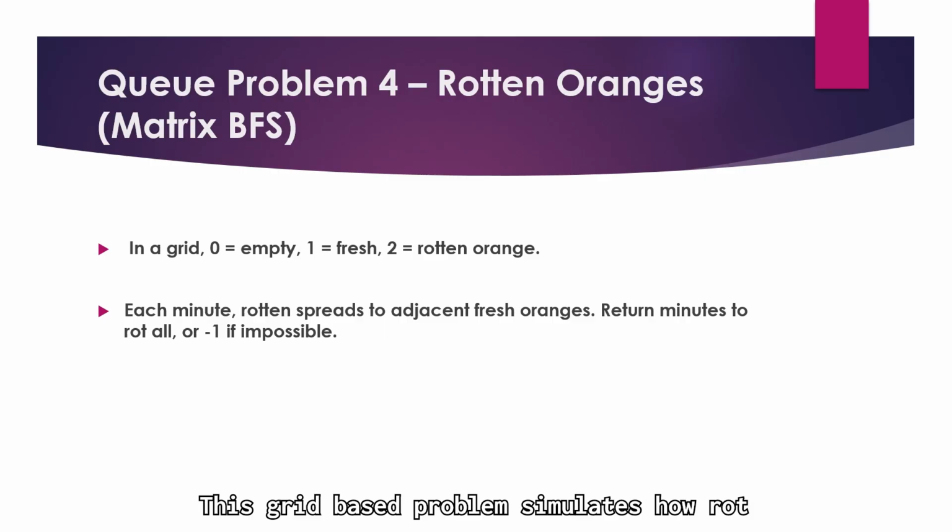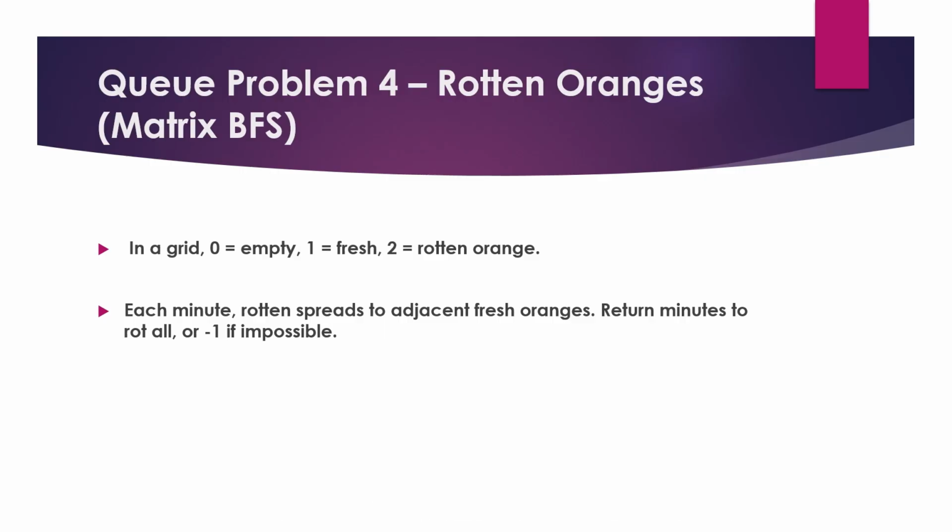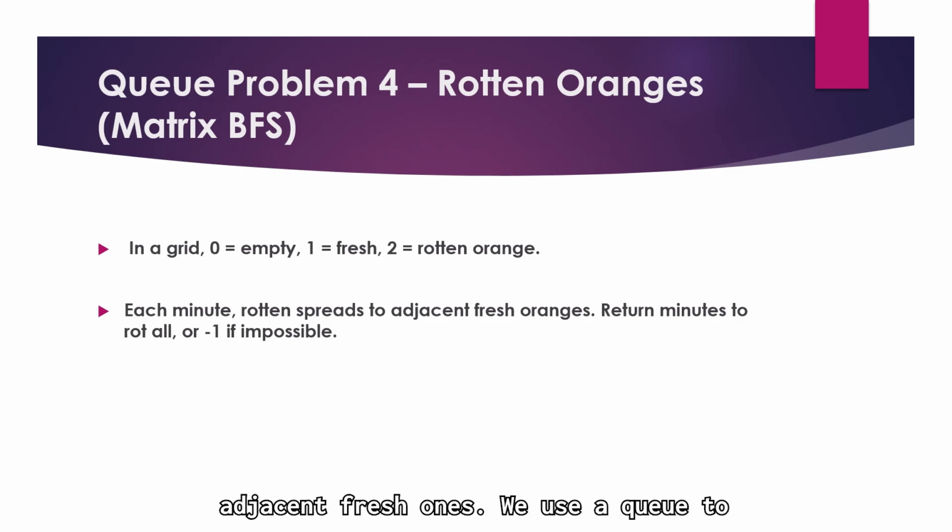This grid-based problem simulates how rot spreads among oranges over time. Each minute, rotten oranges infect adjacent fresh ones. We use a queue to implement a breadth-first search, treating each minute as a level in the BFS tree. By counting the levels, we calculate the total time to rot all fresh oranges. If we can't reach some fresh oranges, we return -1. This problem is a strong example of BFS in matrix-based traversal.